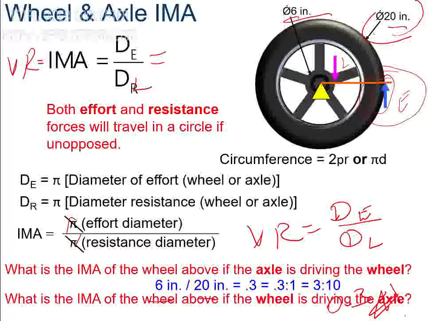What is the ideal mechanical advantage for the wheel and axle above? In the first, the axle is driving. That means the effort acts on the axle. For the second, if the effort acts on the wheel, 20 over 6, that is 3.33, the answer. Therefore, it depends on whether the effort is acting on the wheel or on the axle. You must take care of that.